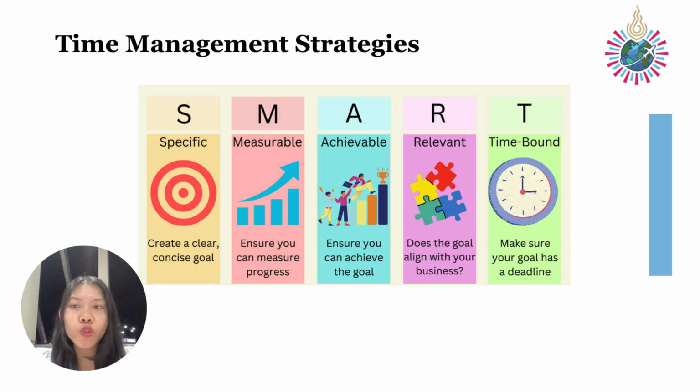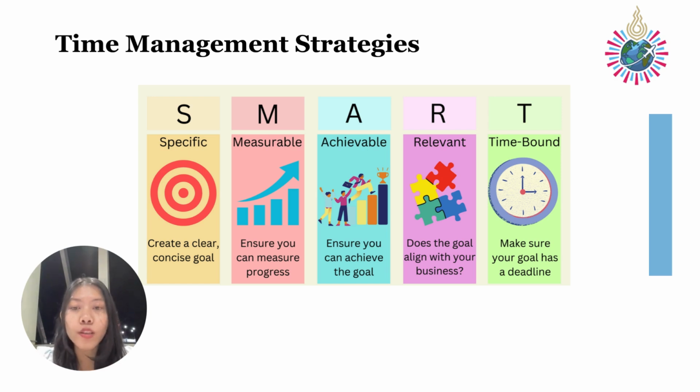Another way to manage time better is by setting SMART goals. SMART stands for specific, measurable, achievable, relevant, and time bound. Specific means being clear about what needs to be done. For example, instead of saying I will study, we say I'm going to finish chapter one, or I'm going to read chapter one. Measurable means setting a way to track progress. I will take notes for two case studies, or something like that.